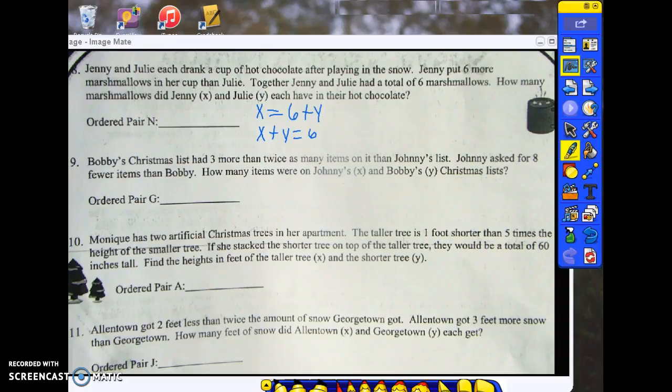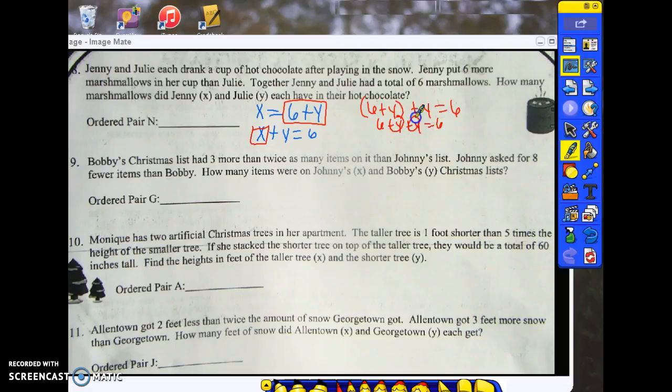So you're going to take what X is equal to, 6 more than Julie, and you're going to substitute that for X in the other equation. So you'll have X, which is 6 plus Y, plus Y equals 6. I can't combine like terms, I can't distribute anything, so I'm just going to rewrite this without the parentheses.